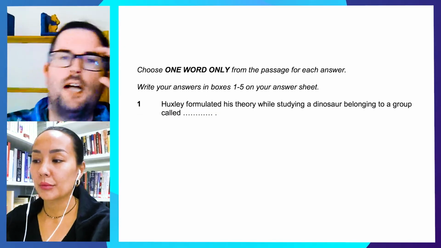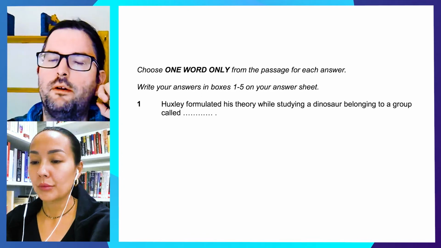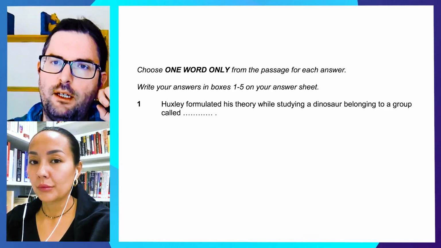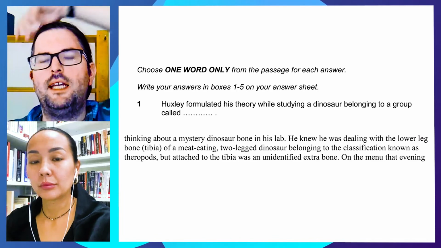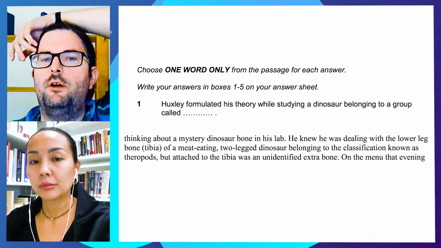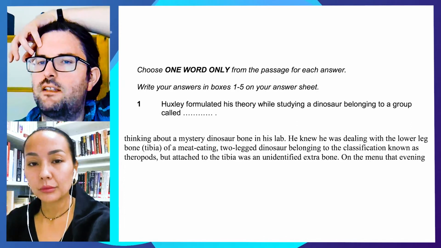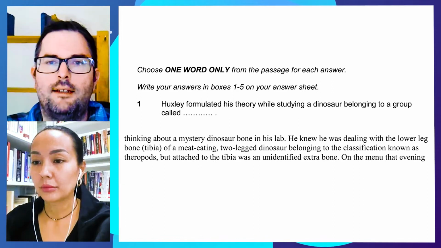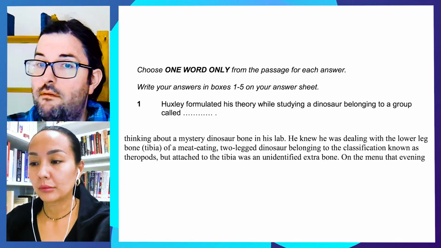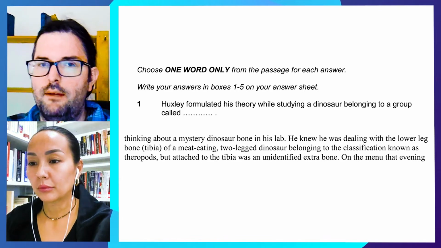So the first one, Huxley formulated his theory while studying a dinosaur belonging to a group called, well, I think they only mentioned one group of dinosaurs. Yeah, so it says here, he knew he was dealing with the lower leg bone of a meat-eating two-legged dinosaur belonging to the classification known as theropods. And so the answer is theropods. It's the only dinosaur group that's mentioned, actually.